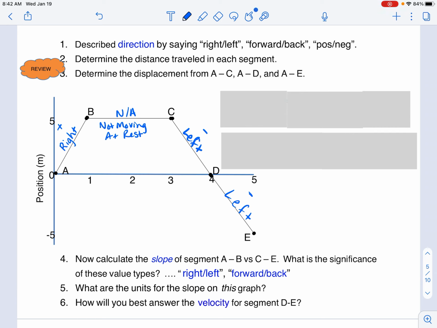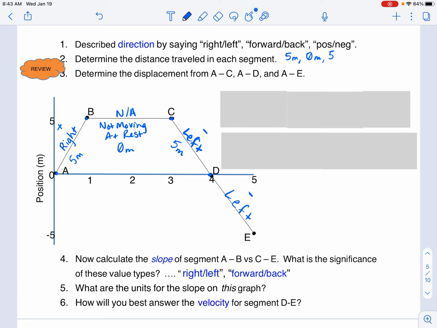The next thing that we're going to review is what is the distance traveled in each segment. So if we are traveling from point A to point B, then we traveled a distance of 5 meters. If we are traveling from point B to point C, well, we're actually not moving at all, so that is 0 meters. If we're going from C to D, I am moving from the 5 meter mark to the 0 meter mark, so I have traveled 5 meters.